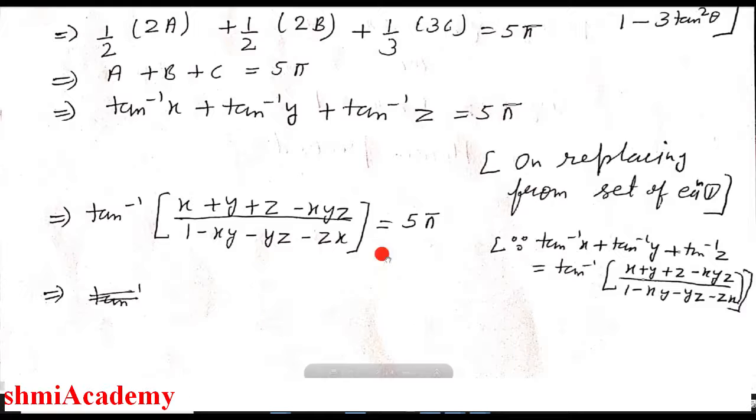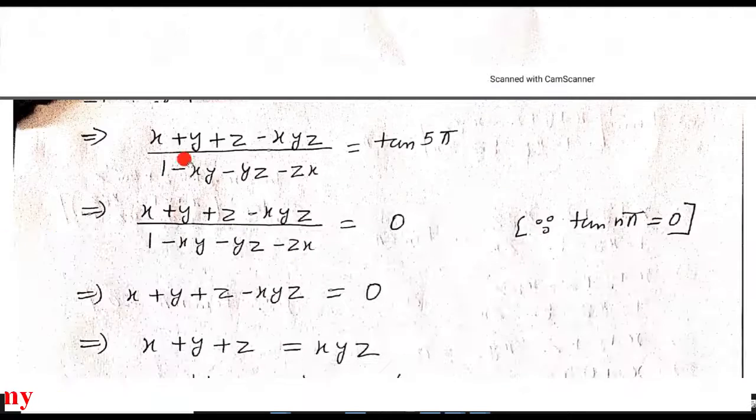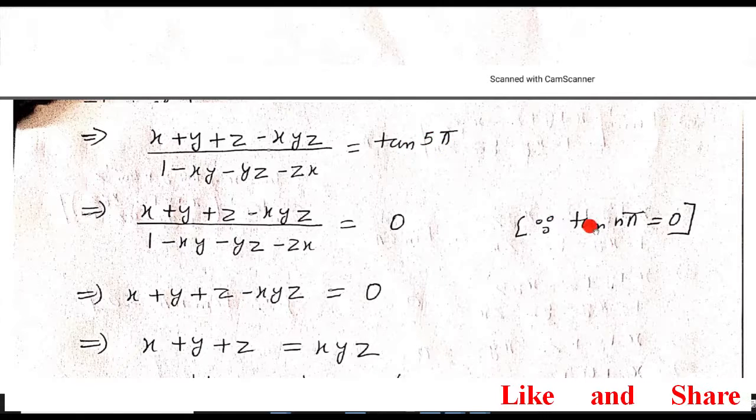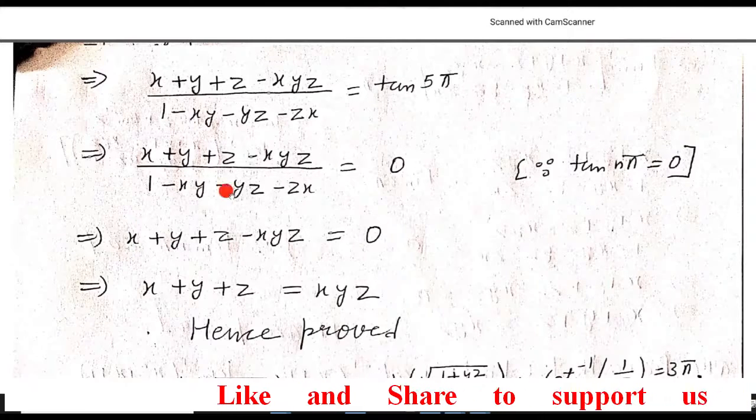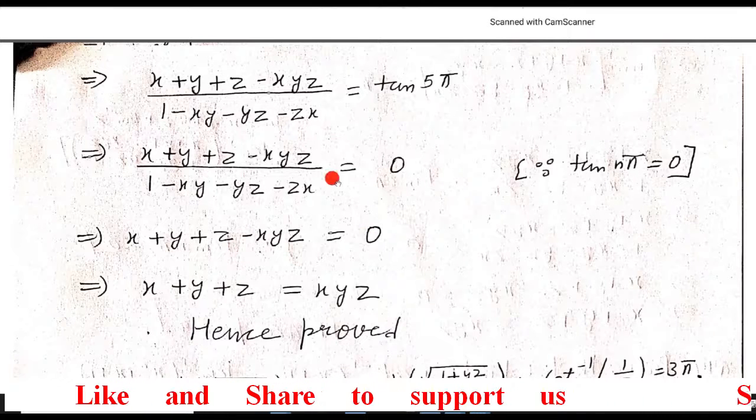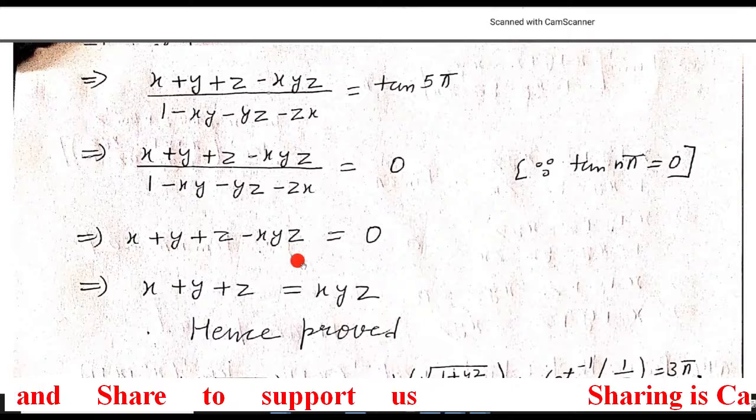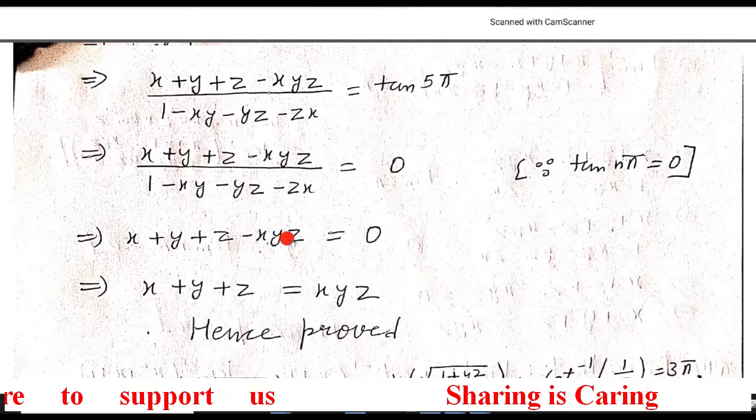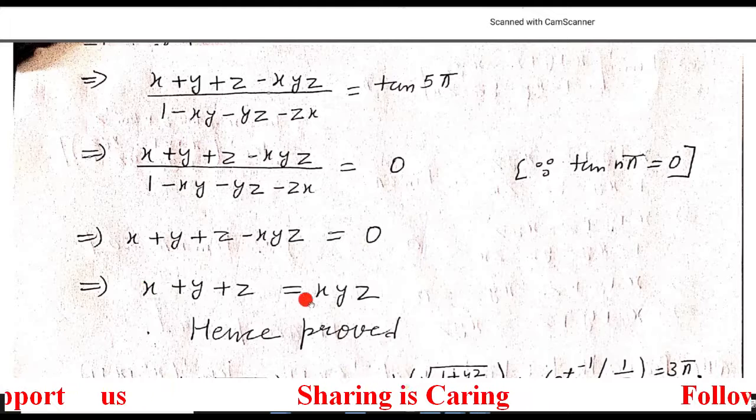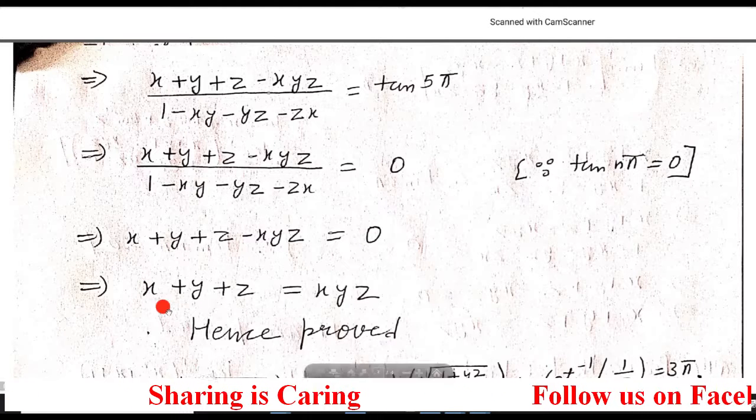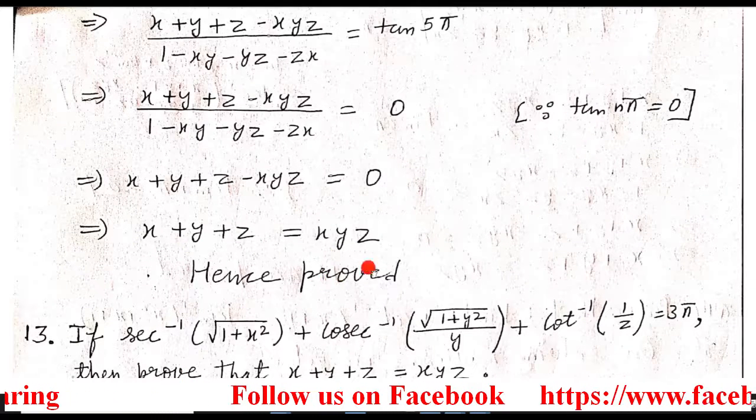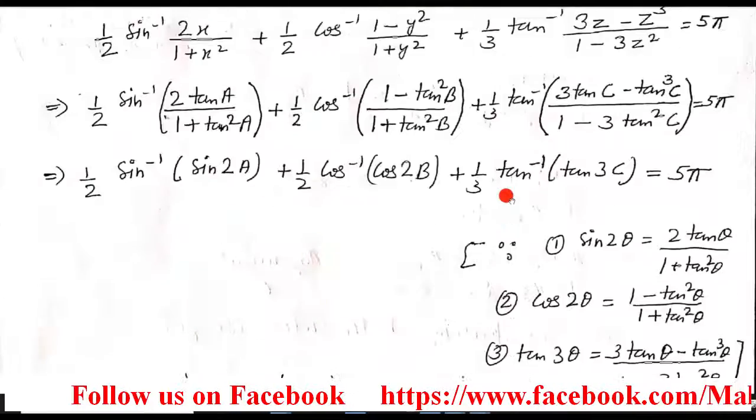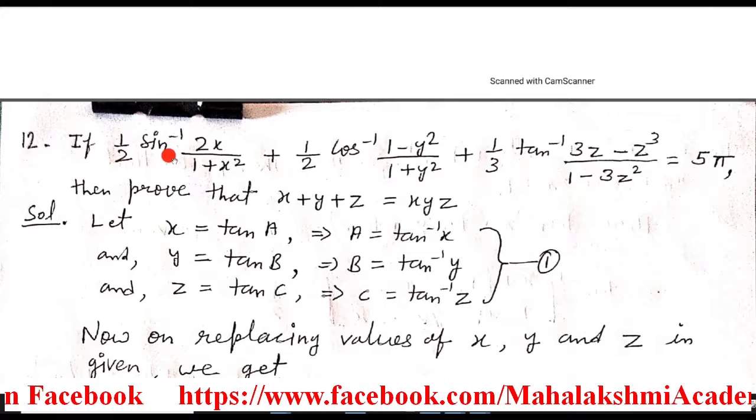Now tan inverse will move here and it will become tan 5 pi, and you know students, tan n pi is always 0, so that will give us 0. Now when this denominator comes here, it will multiply by 0 and become 0. So we got this is equal to 0. So we'll shift this negative xyz to the other side. That will give us x plus y plus z is equal to xyz. That's our required answer.